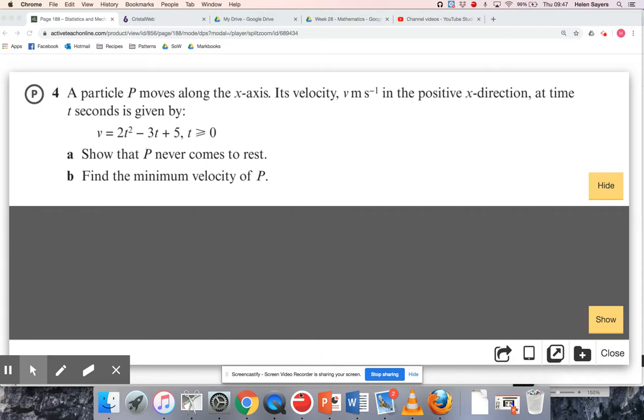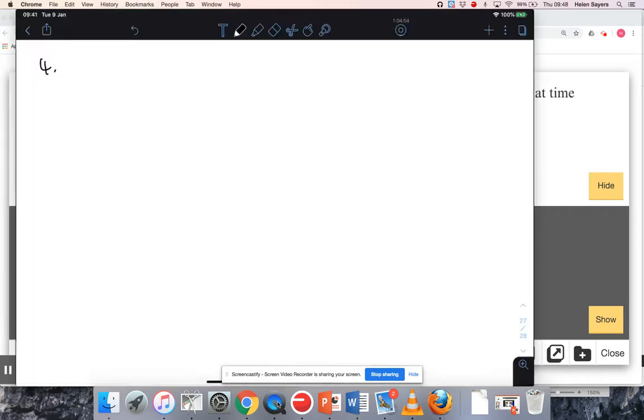You've had this type of problem come up before in core maths. Okay, so we've got that V is 2t squared minus 3t plus 5. So basically we're trying to show that this quadratic never equals 0. You've got two options. You can use the discriminant, that would work, or we can complete the square. Completing the square is normally the quickest way to do it, so I'm going to do it that way.